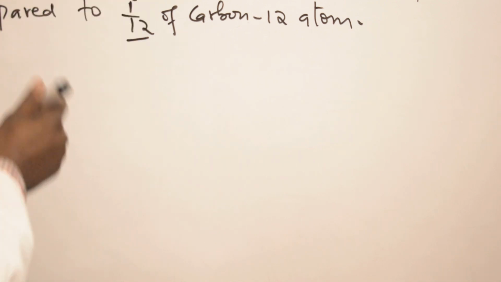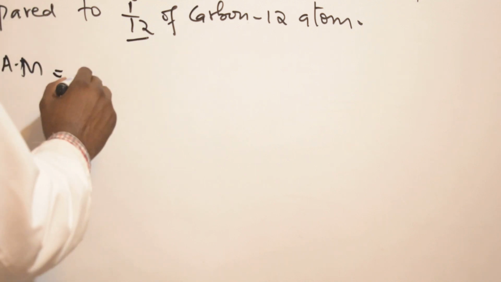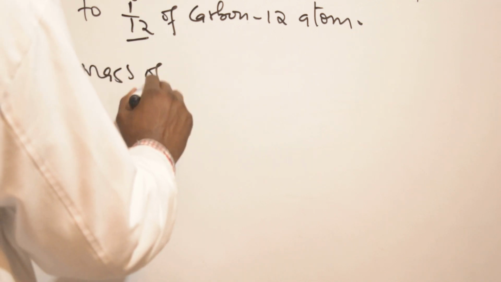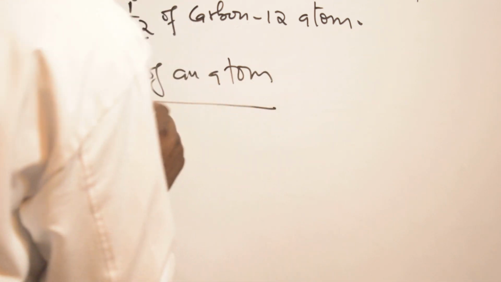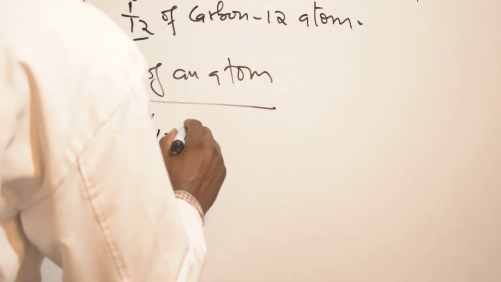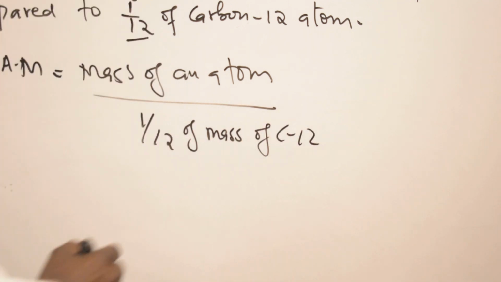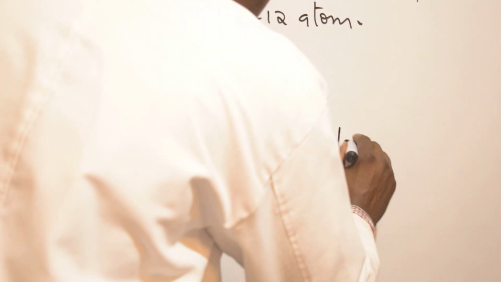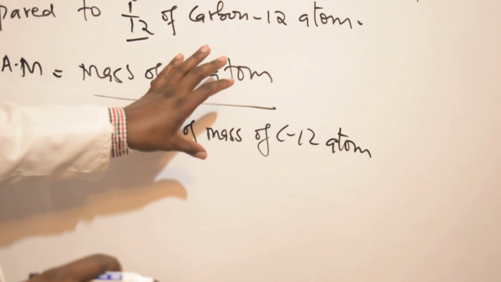divided by... so the relative atomic mass here will be equal to the mass of an atom of that element, divided by 1 over 12 of the mass of a carbon-12 atom. Now, this is what gives us the relative atomic mass.